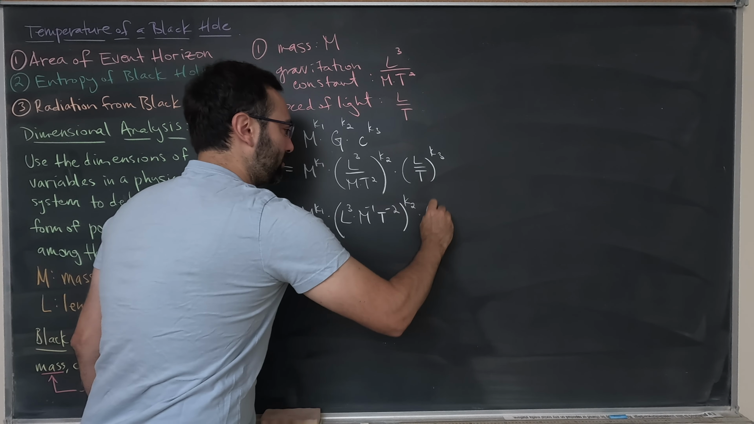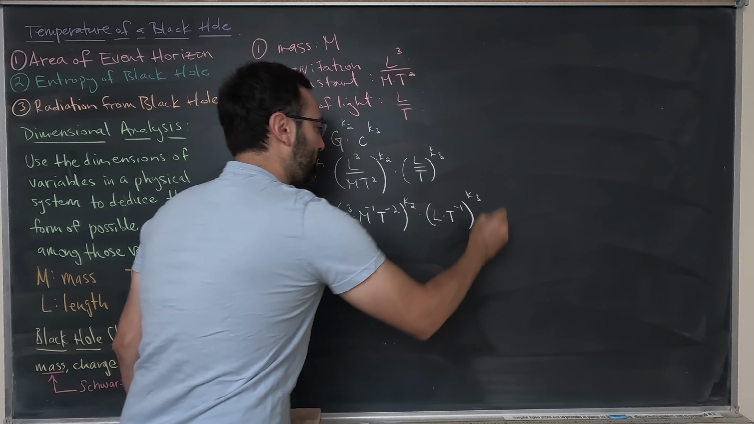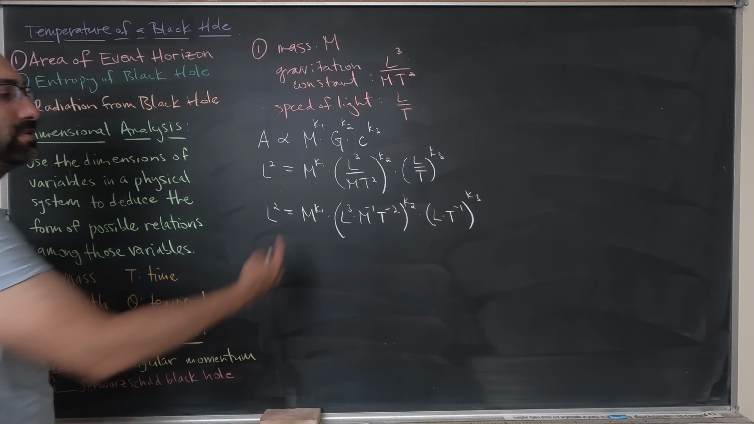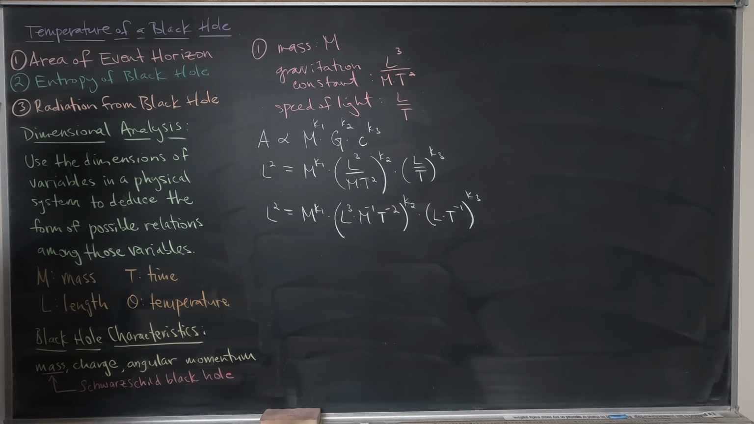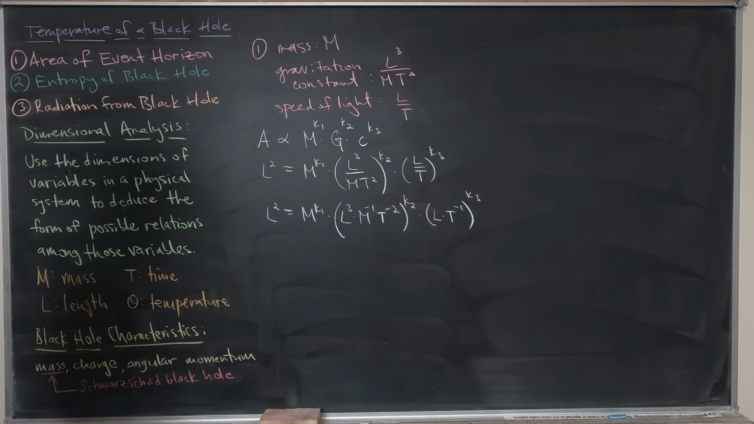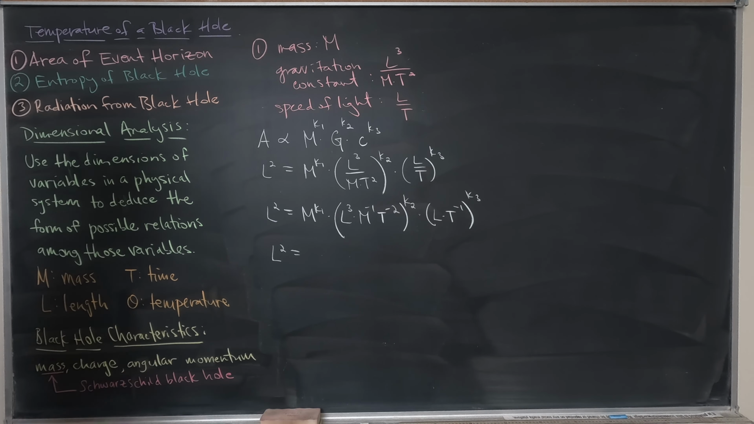And same thing here, L times t to the minus 1 to the power k3. Our job again is to find the values of these exponents k1, k2, k3. So we'll equate what we have on the left with what we have on the right side. On the left we have an L squared, but no m's and no t's.